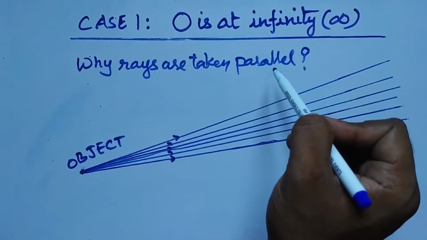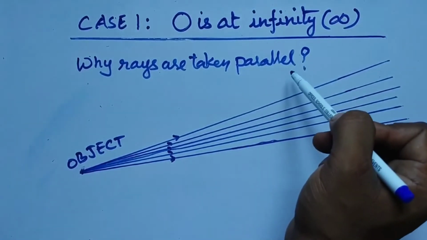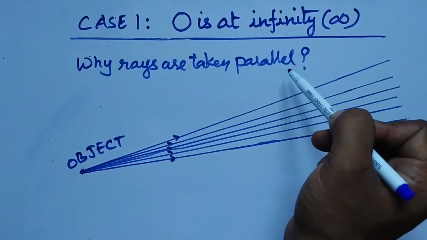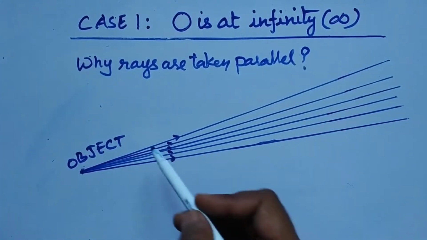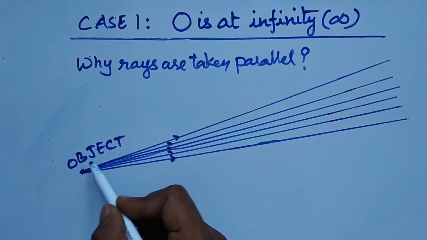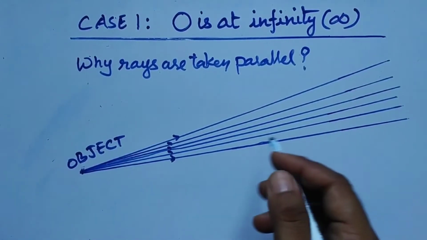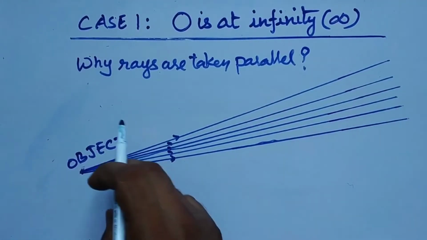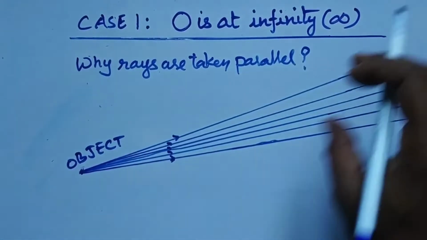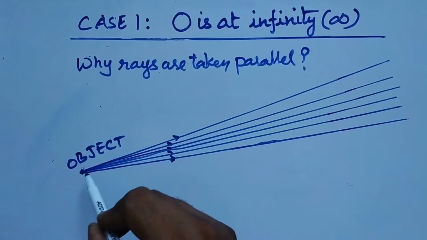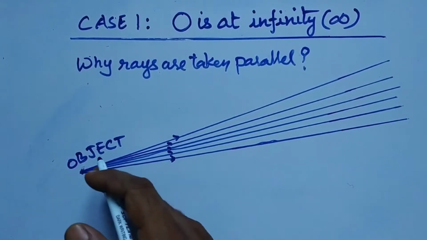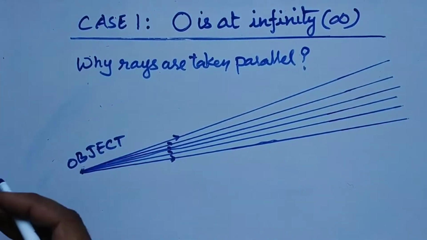The question arises why the rays are taken parallel to each other when the object is placed at infinity at a very far distance apart. This can be clarified by using this diagram. Let's say this is an object and the rays are coming from the object and they are going in all possible directions. We have taken only part of those rays that are coming from the object, and this object is a very far distance apart.